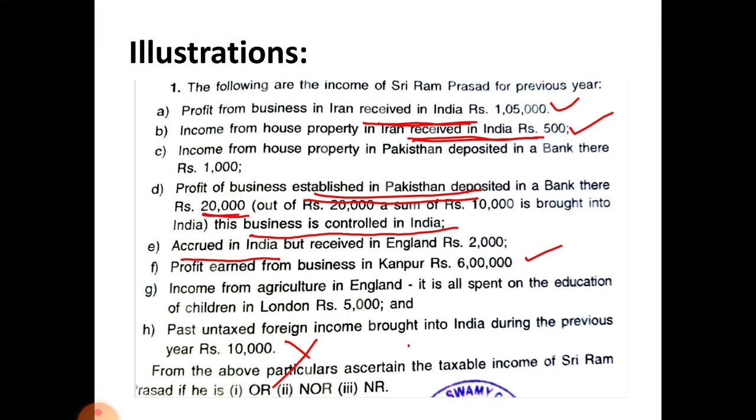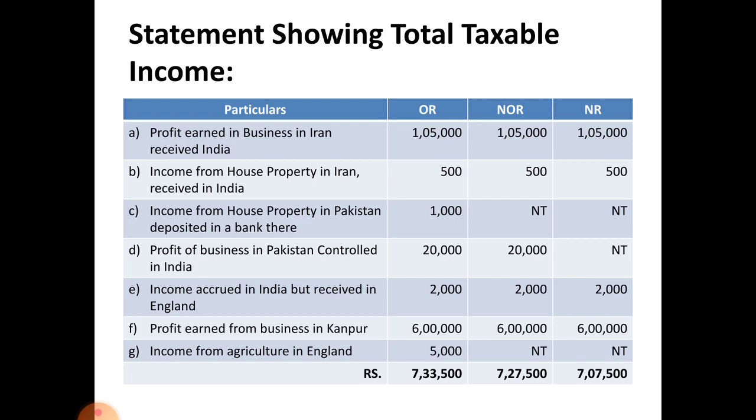So here you have to calculate taxable income of Sri Ram Prasad, assuming if he is an ordinary resident, not ordinarily resident and non-resident. You have to prepare a statement like this, that is statement showing total taxable income, particulars and three amount columns, that is ordinary resident, not ordinary resident and non-resident, and in the particular column you have to enter the items which are taxable or not taxable.